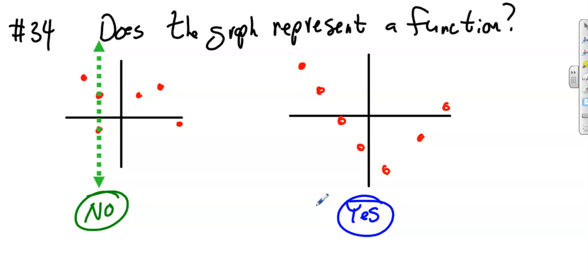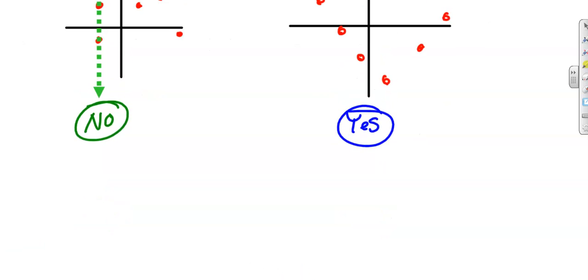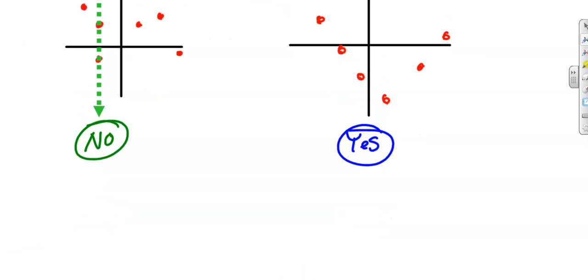And then after that, they'll just give you random shapes, and they'll say, all right, here you go. Is that thing a function? Well, draw a line right through here, hit it twice. That's enough.